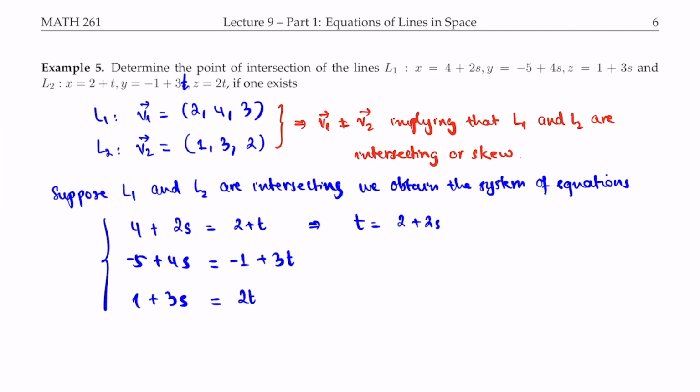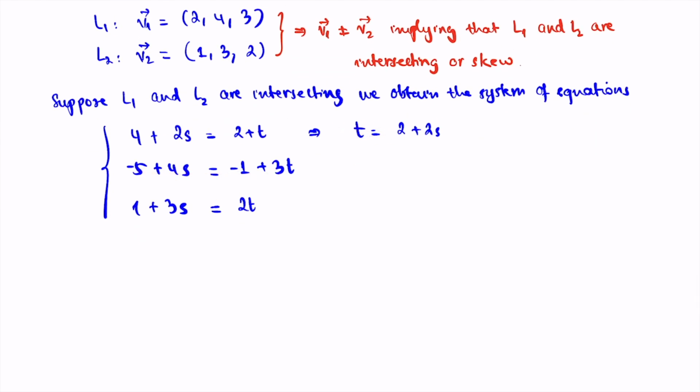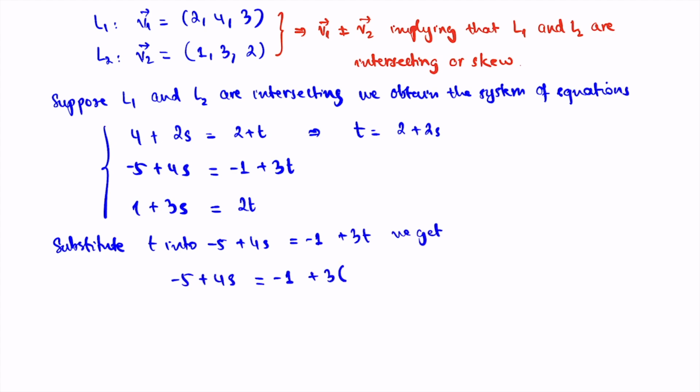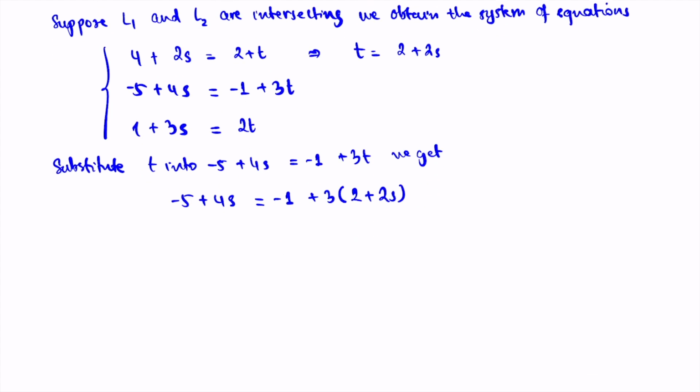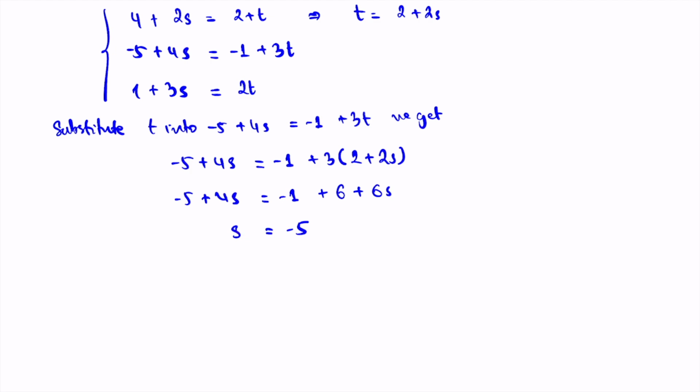t is equal to 2 plus 2s, and I'm going to substitute t into the second equation, negative 5 plus 4s equal to negative 1 plus 3t. We get negative 5 plus 4s equal to negative 1 plus 3 times (2 plus 2s), and I'm going to find the value of s from here. I'm going to distribute 3 into the parentheses, and I get negative 5 plus 4s equal to negative 1 plus 6s. If you solve the equation correctly, you should get s equal to negative 5. Now that I have the value of s, I'm going to go back and solve for the value of t. Then we get that t is equal to 2 plus 2 times negative 5, or negative 8.